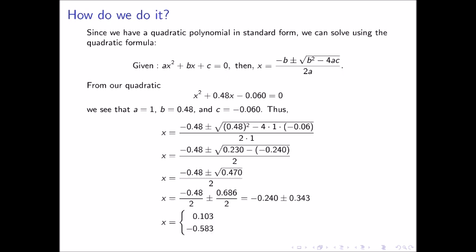Since we have a second-order polynomial, we expect two possible roots, one due to addition and one due to subtraction. The first root comes from addition, negative 0.240 plus 0.343. This gives 0.103. Next, we subtract for the second root. Negative 0.240 minus 0.343 gives negative 0.583.